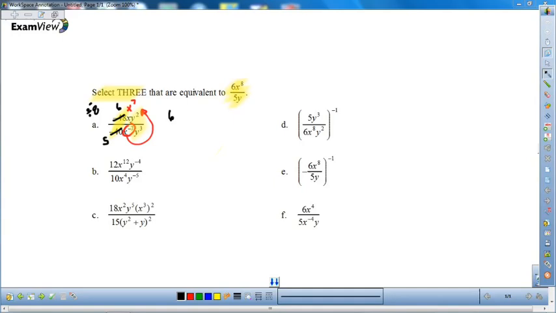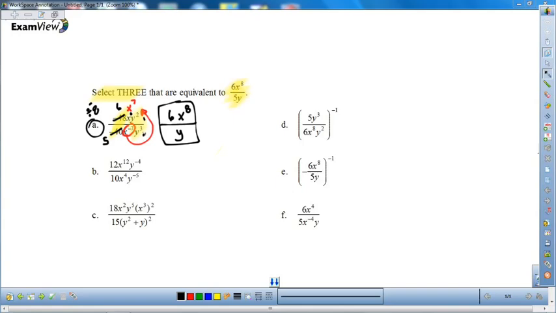So I have 6. There's an invisible 1 on the x, so that means I'm going to have x to the 8. And then my y's, I'm going to subtract the exponents. There are more on the denominator, so that stays in the denominator. So one of my answers is A.